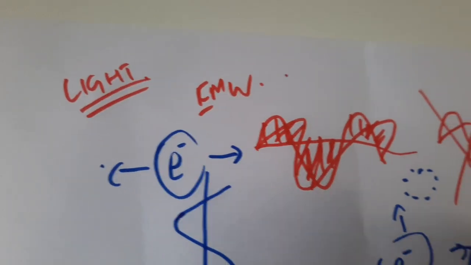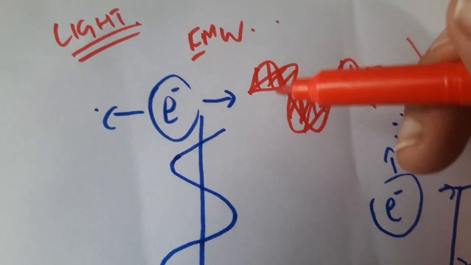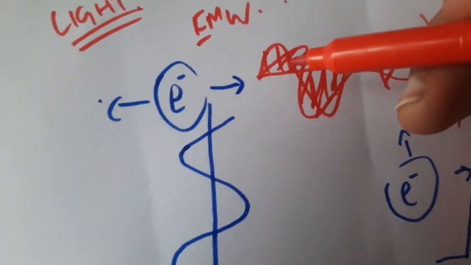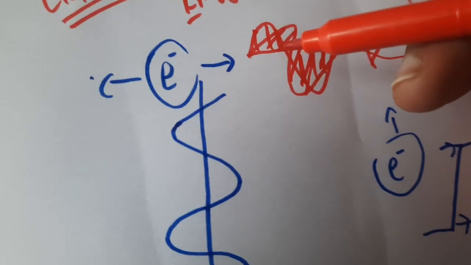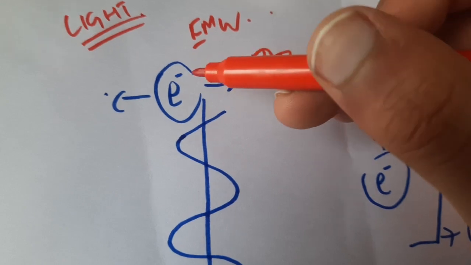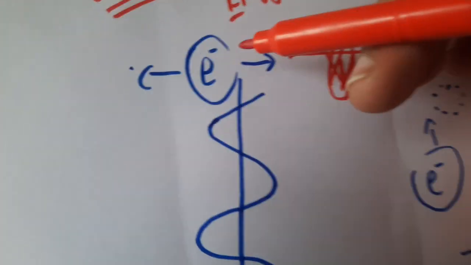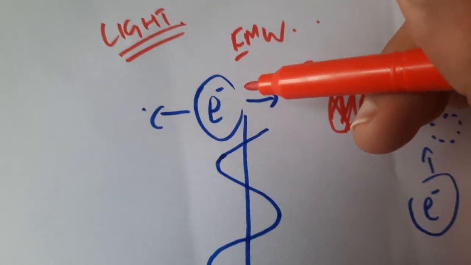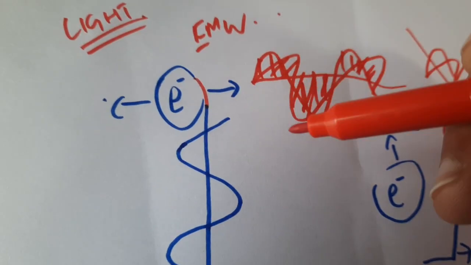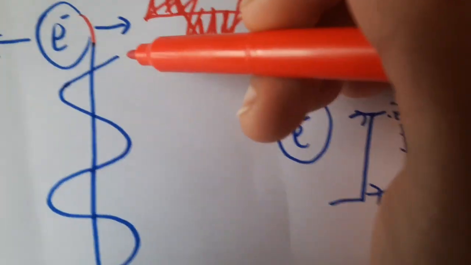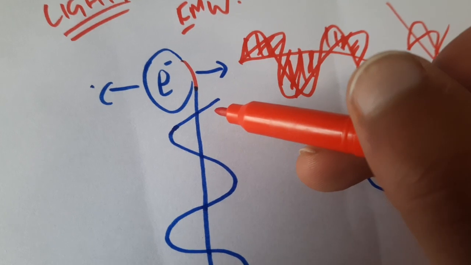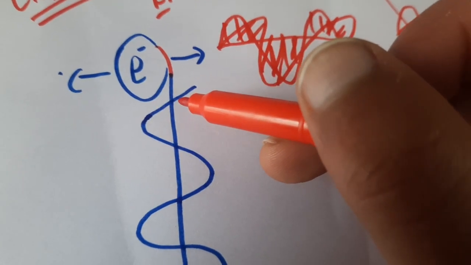But according to Maxwell's equations, whenever there is a changing electric field, there is a magnetic field. So you had an electron, which is a charged particle, which is accelerating, and so you have a changing electric field over time. And what happens is that this changing electric field generates a magnetic field that is perpendicular to the electric field.